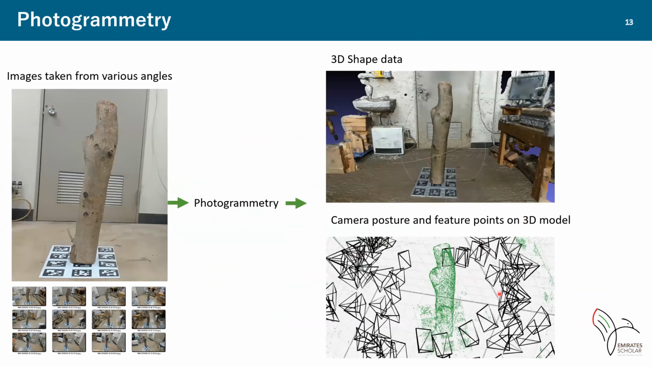Now let's talk about photogrammetry. Photogrammetry is a technique to obtain the shape of an object by photographing it from various angles. Photogrammetry actually generates not only the shape data, but also the position of the camera that took the picture and 3D coordinates of the image features when the picture was taken. This data is used to improve the accuracy of the photogrammetry and to estimate the log's position and orientation.